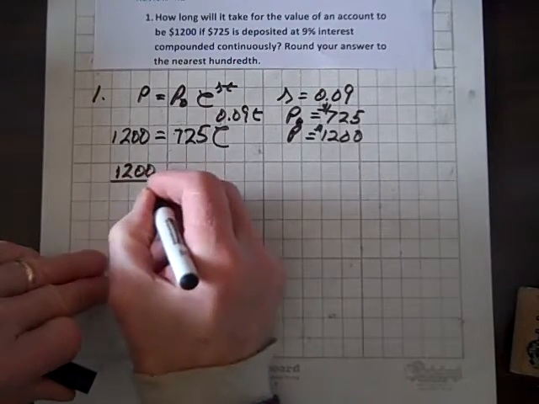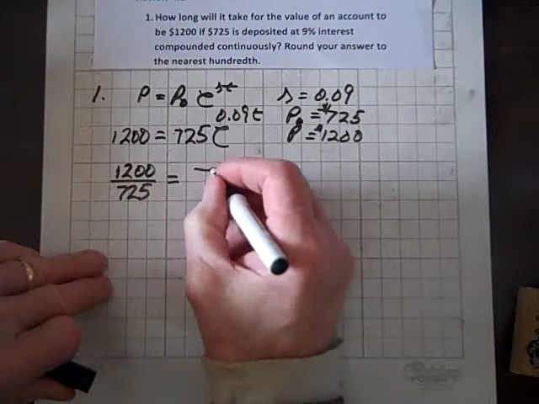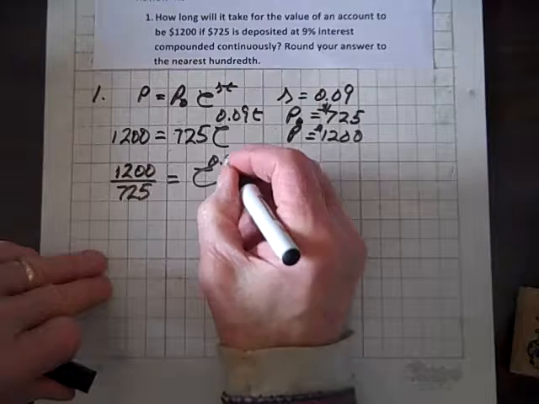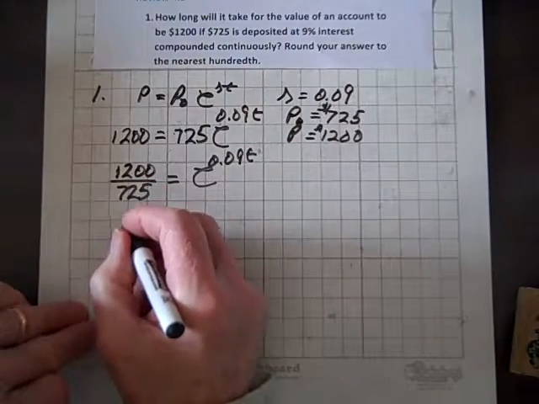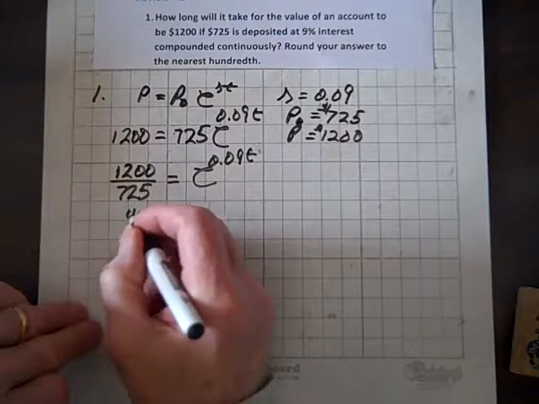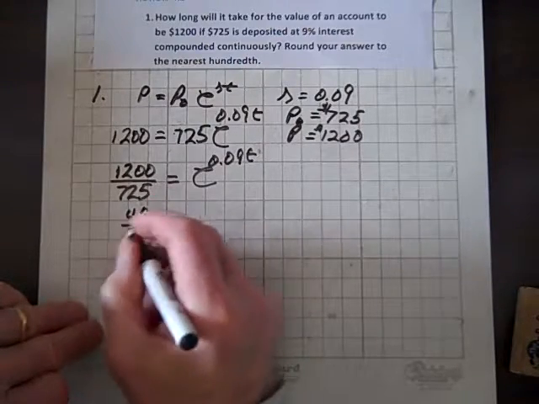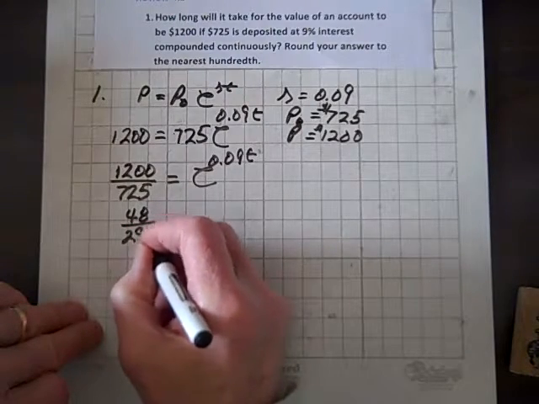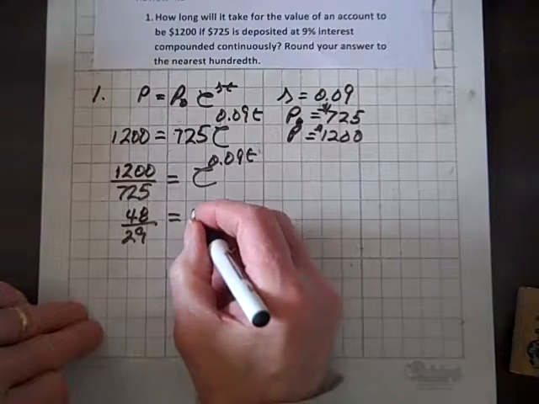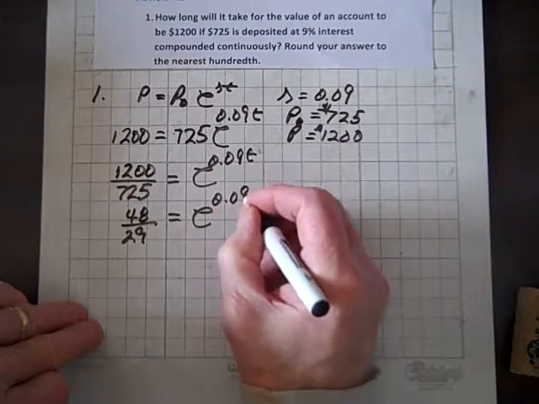725, and that equals e to the 0.09t. Well, this reduces, and 25 goes into 1,200 48 times, and into 725 29 times. And here we have our exponent.